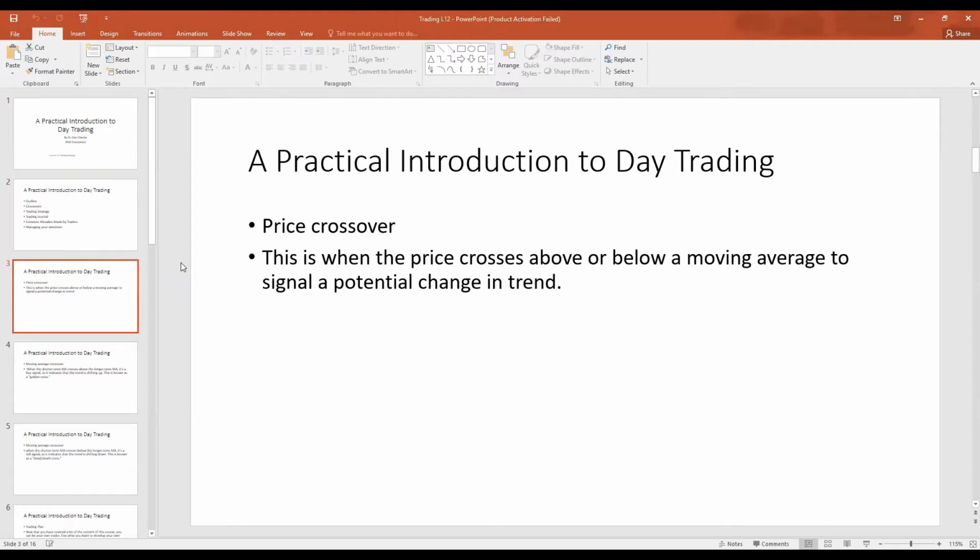So the first strategy we want to consider is a price crossover. You may be asking, what is a price crossover? Well, a price crossover is when the price crosses above or below a moving average to signal a potential change in the trend. Remember, we did a previous lecture about technical analysis, and we used the indicator, the moving average. Well, if the price crosses over the moving average, this can result in a strategy called a price crossover. Let me show you.